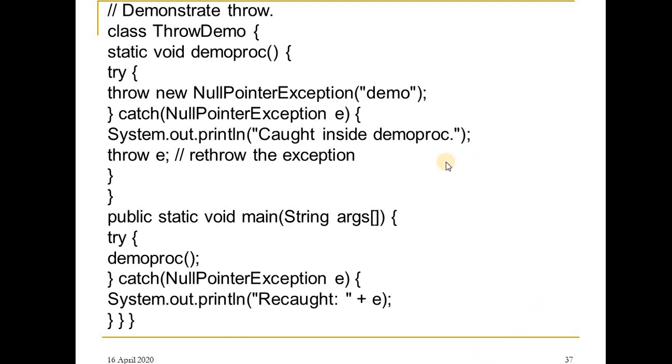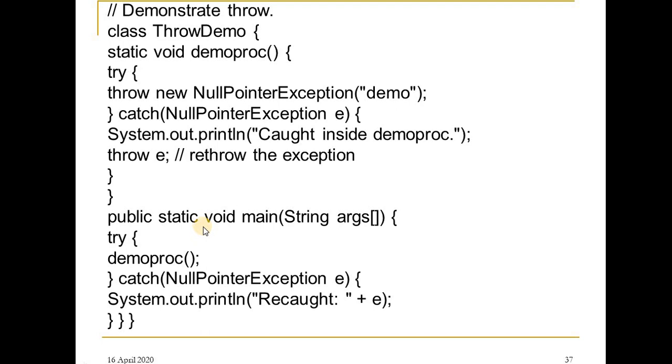Next, let us see this example of demonstrating the throw. We have the class here, ThrowDemo, that is the name of the class. Inside the class, we have defined the method demoProc. We have a try block for this method and we have a catch block. Then we end this demoProc method. Next, we have defined one more method, that is the main method. The main method also will have the try block and the catch block.